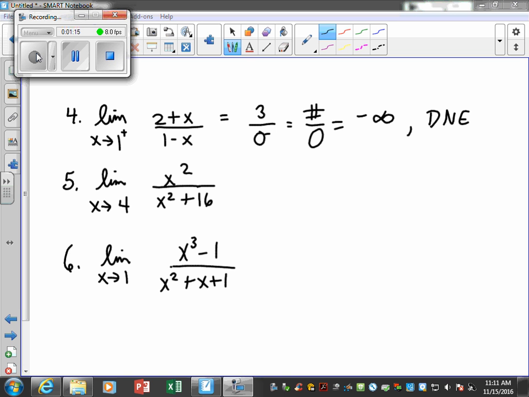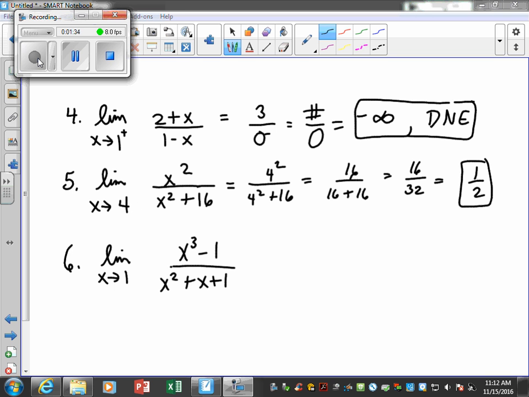Okay, so let's look at number 5. This is just the limit of our function here as x approaches 4. Okay, well we can just attempt what? Direct substitution, yeah. We can attempt direct substitution here. So just substitute the value for 4 and solve that. So we'll just get 1/2 here.